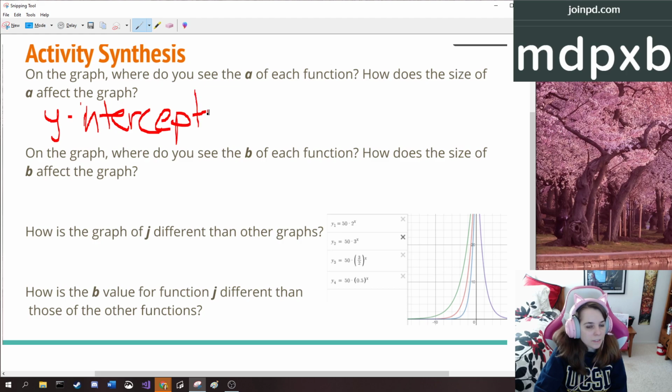And how does this affect the graph? It shifts the graph left or right. It shifts the curve left and right.